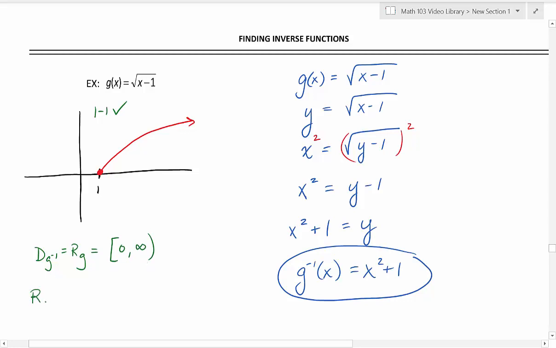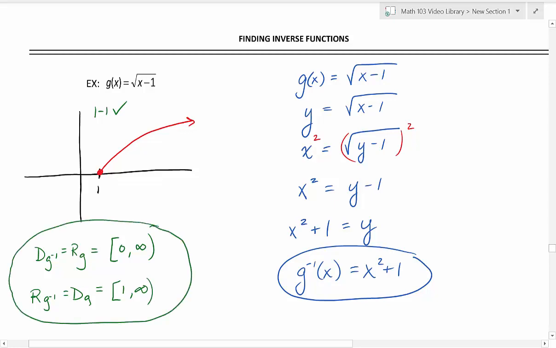Now the range of our inverse function, well, that's the same as the domain of the original. So we can take a look at the graph we drew and state the domain, and that'll give us the range of the inverse function. So our x values start and include 1 and go to positive infinity. The domain of g inverse is 0 to infinity, while the range of g inverse is 1 to infinity.